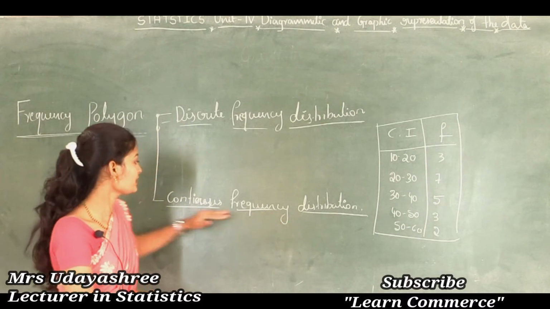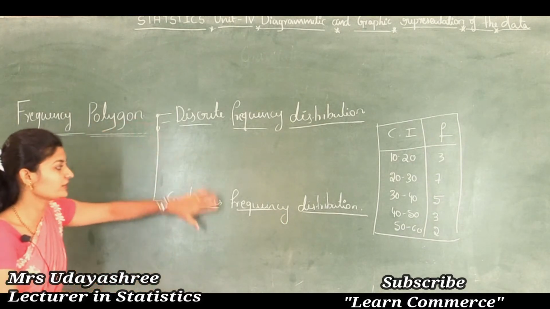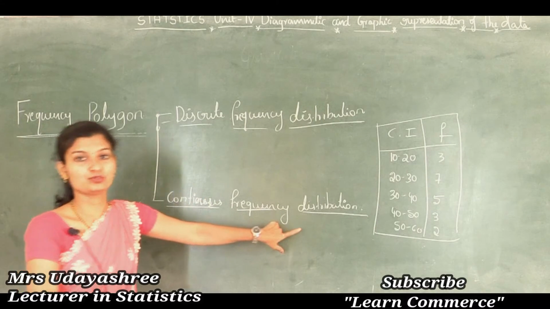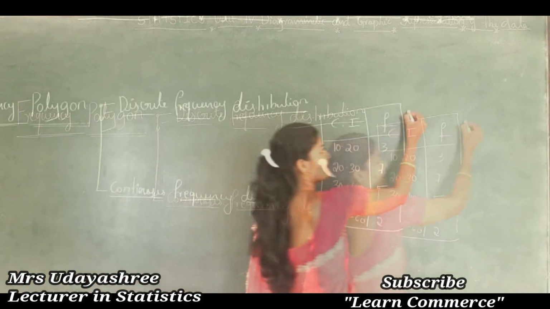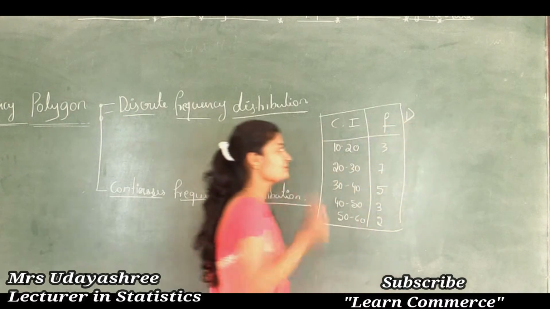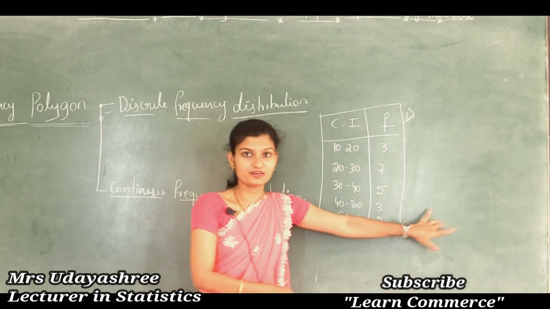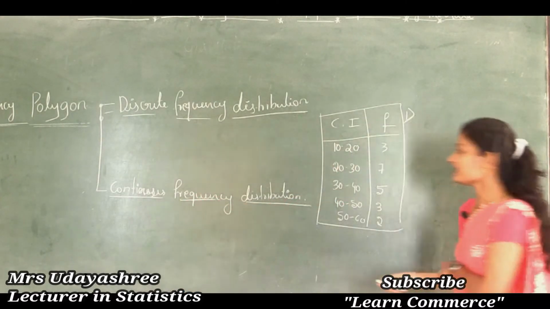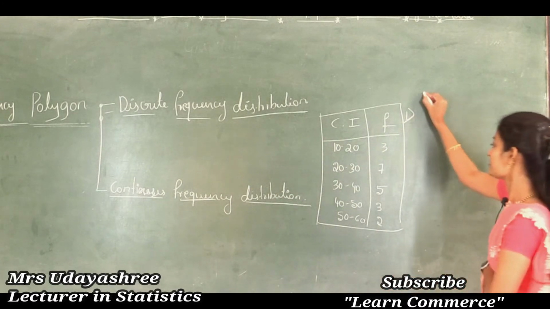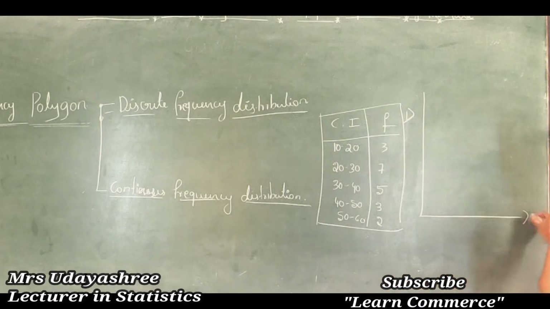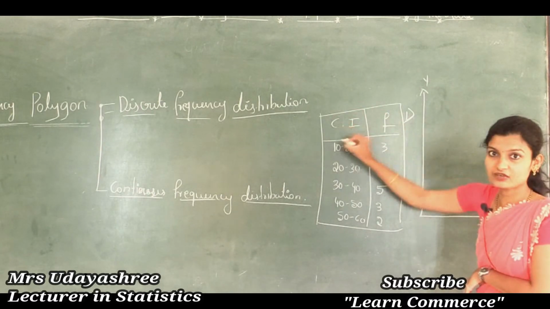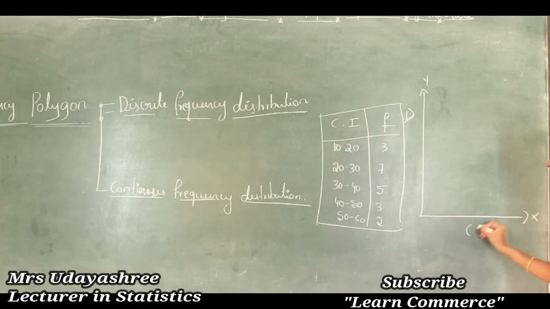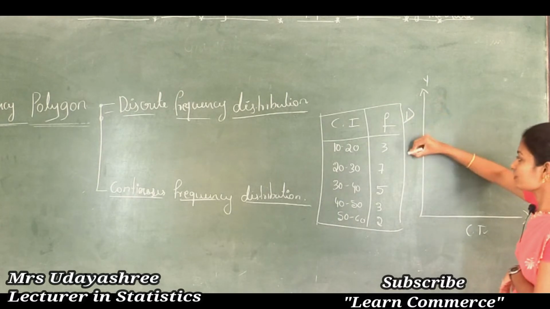And see, in construction of frequency polygon in case of continuous frequency distribution, there are two ways. The first one is, we need to draw a histogram first. So we know how to draw a histogram. So this is x-axis and this is y-axis. Here the class interval goes along the x-axis and the frequency along the y-axis.